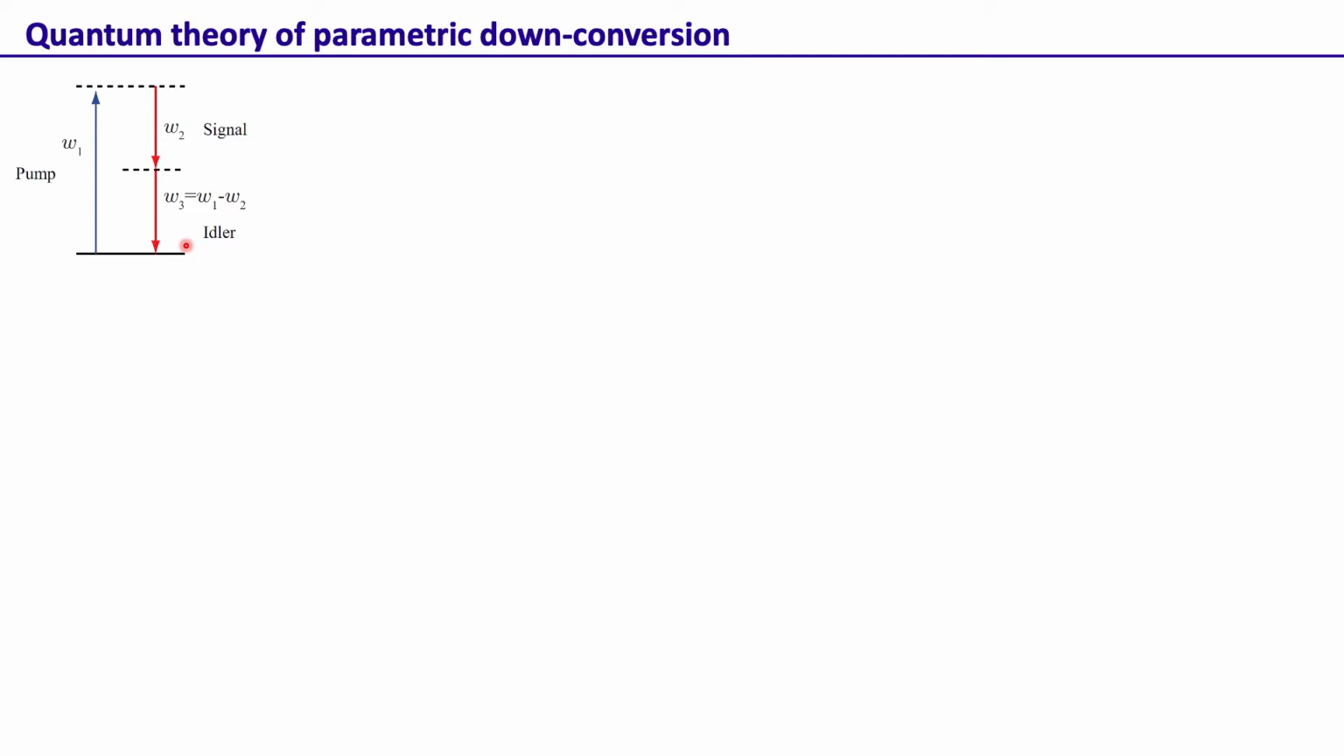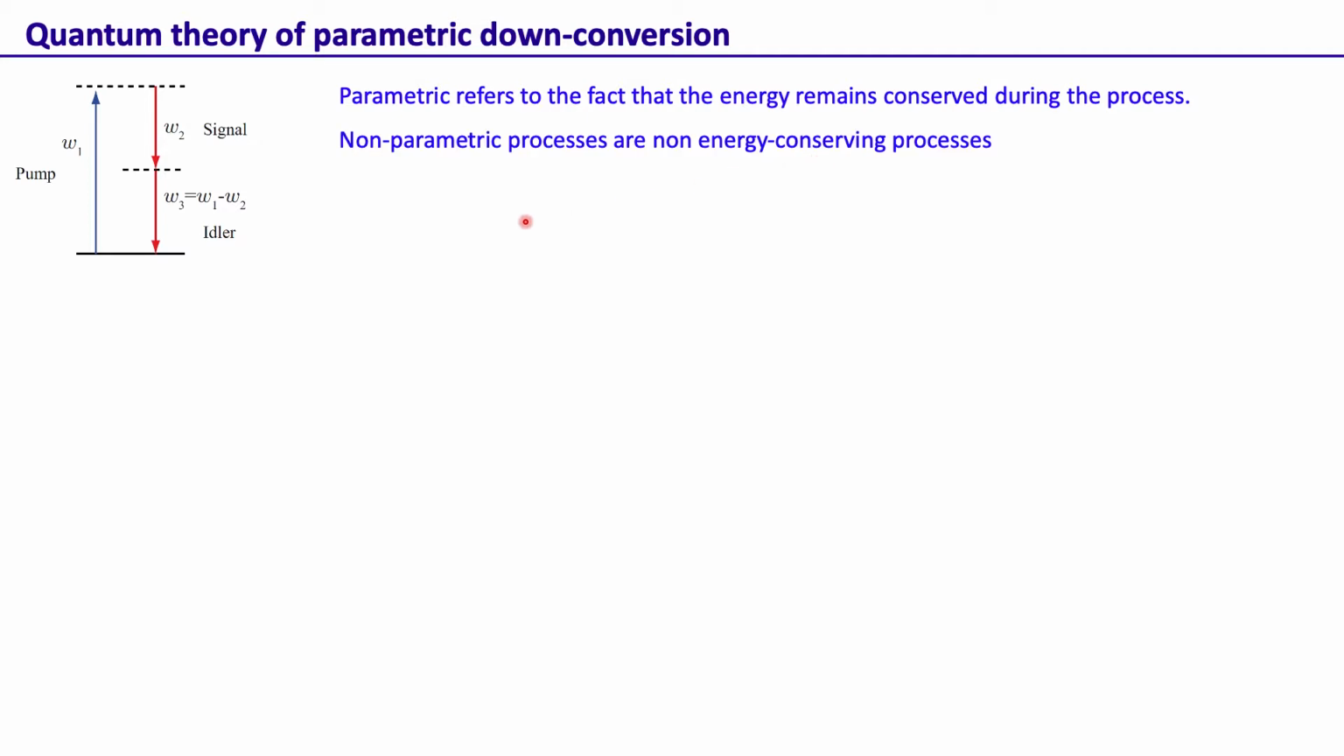So this is the parametric down conversion process, in which a medium absorbs a photon, called the pump photon, at frequency omega 1, and then produces two photons, one at frequency omega 2 and the other at difference frequency omega 3. So omega 1 has to be omega 2 plus omega 3. Now parametric refers to the fact that energy remains conserved during the process. There are non-parametric processes as well, which are non-energy conserving processes, but in this course we are concentrating only on the parametric process.